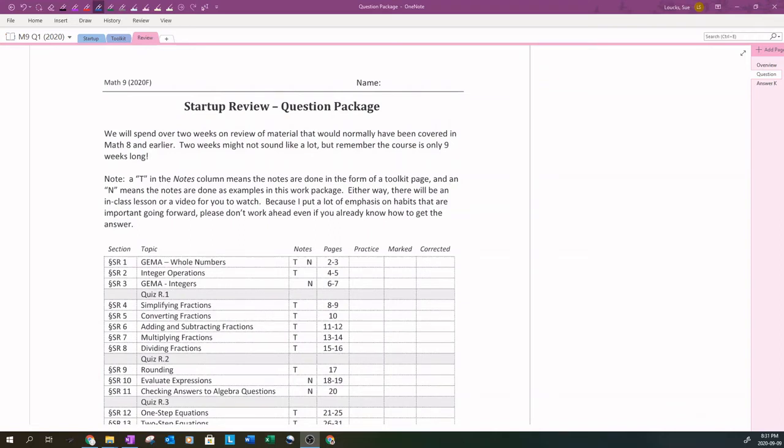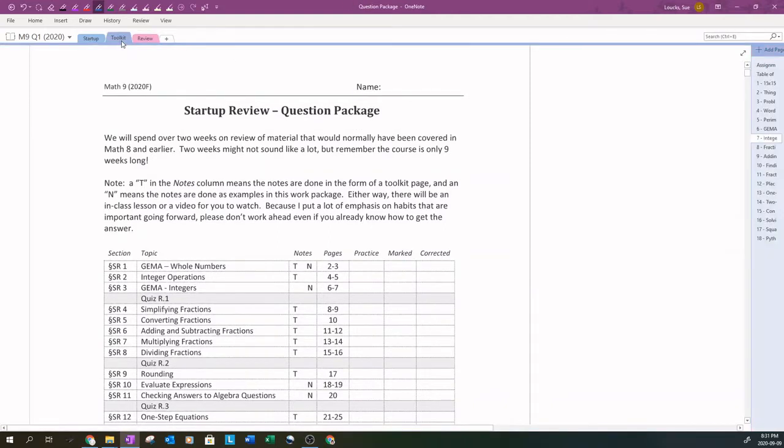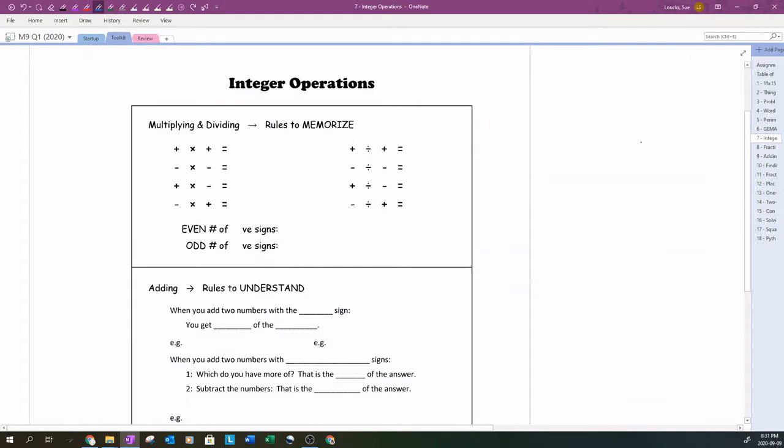Hi everyone! We are going to continue with our review package and we're going to look at integer operations. And there's that little T there, which means we have a toolkit page to start with. So we'll pop over to the toolkit and we'll do this integer operations toolkit.